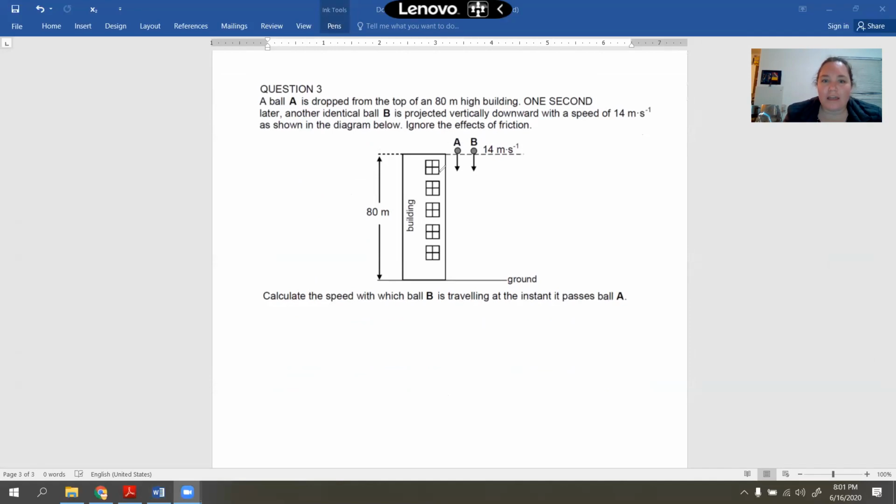So we have ball A is dropped from the top of an 80-meter high building. 1 second later, another identical ball B is projected vertically downwards. As soon as we use the word projected, we mean that it's thrown downwards with a speed of 14 meters per second. So I'm just going to quickly write in here that this is 0 meters per second so that I don't forget. As shown in the diagram below, and you're asked to ignore the effects of friction.